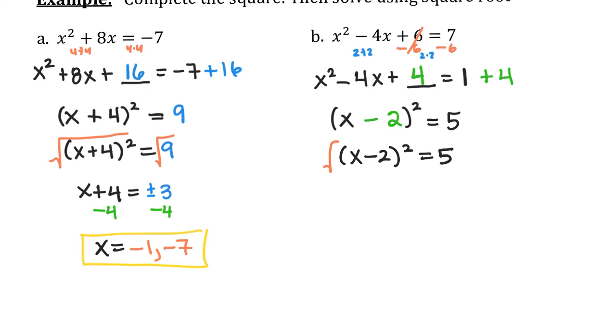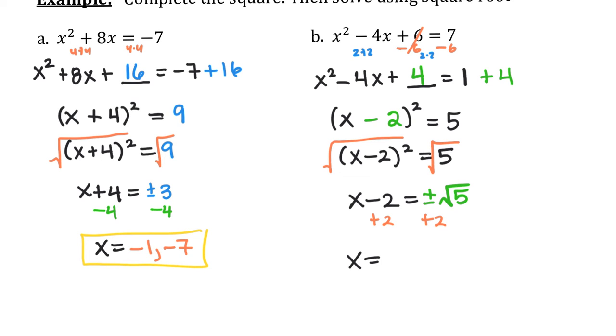Square root. The square root of 5 is irrational. Does it simplify? No, it's just 5 times 1. So I'm going to leave it as square root 5. But remember, it could be a positive and a negative square root 5, because when I square negative square root 5, I also get positive 5. Now I'm going to go ahead and solve for x, and know my answer is going to have square root 5 in it, and that's okay.